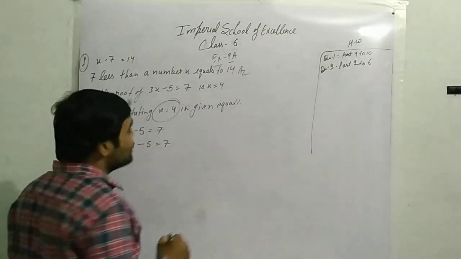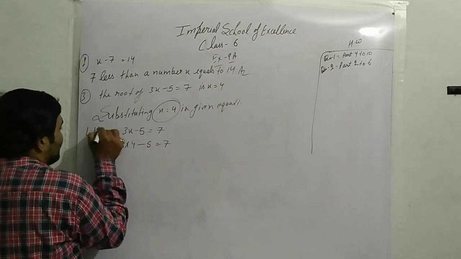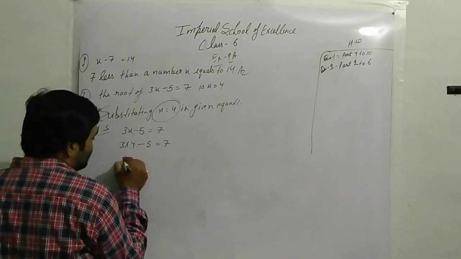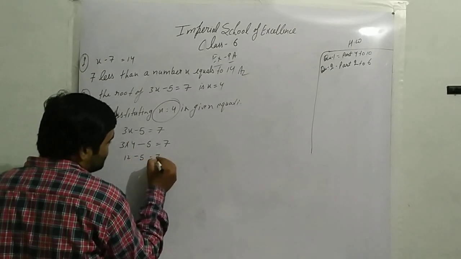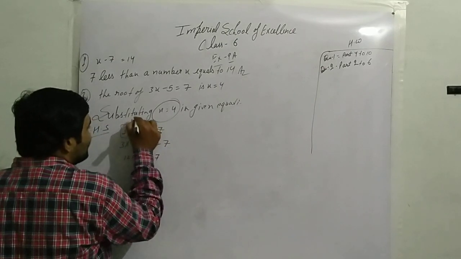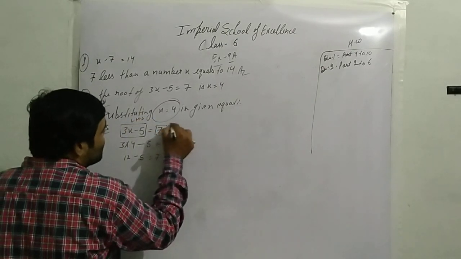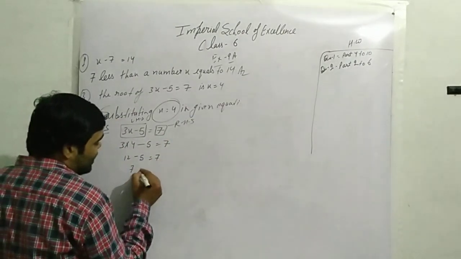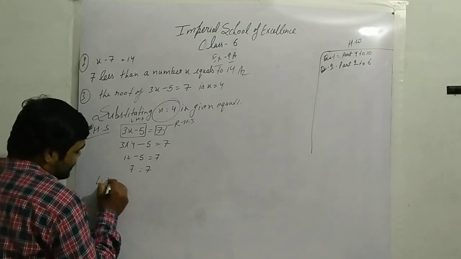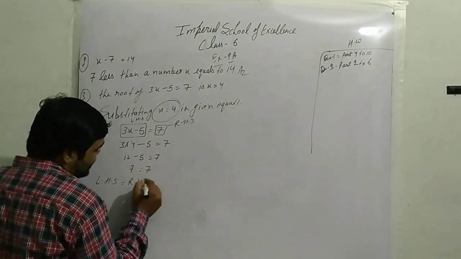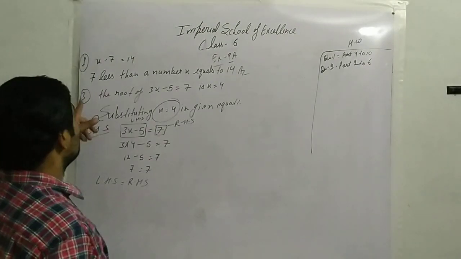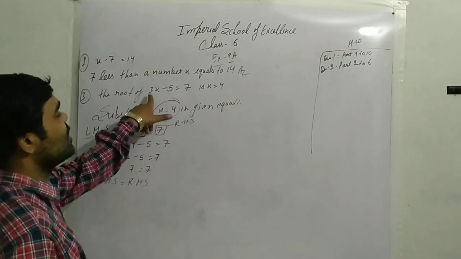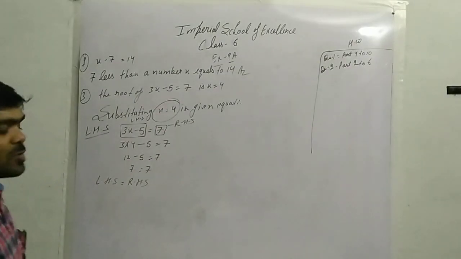We are solving this LHS, which means left hand side. 3 fours are 12 minus 5 is 7. This part is your LHS and this part is your RHS. 12 minus 5 is 7, and 7 equals 7, which means LHS equals RHS. So 4 is the root of your given equation 3x minus 5 equals 7.